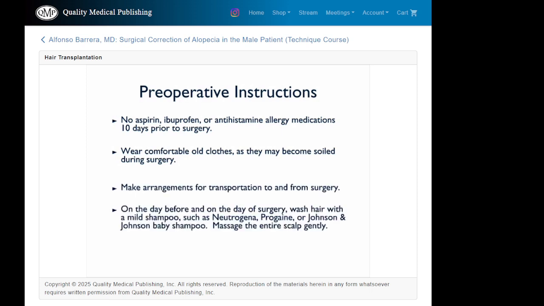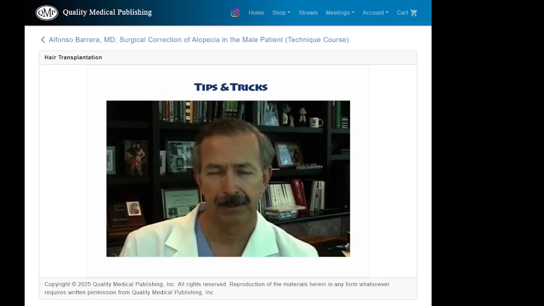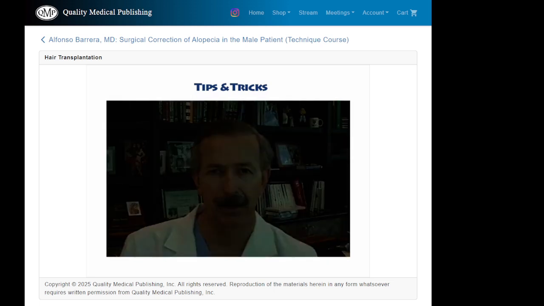On the day before and on the day of surgery, wash hair with a mild shampoo, such as Neutrogena, Progain, or Johnson & Johnson baby shampoo. Massage the entire scalp gently. Do not get a haircut. The hair will be prepared at the clinic. Ideally, I would like the donor site area on the patient to have the hair at least 1.5 inches in length or longer. That way, the donor site ellipse is completely concealed from day one.